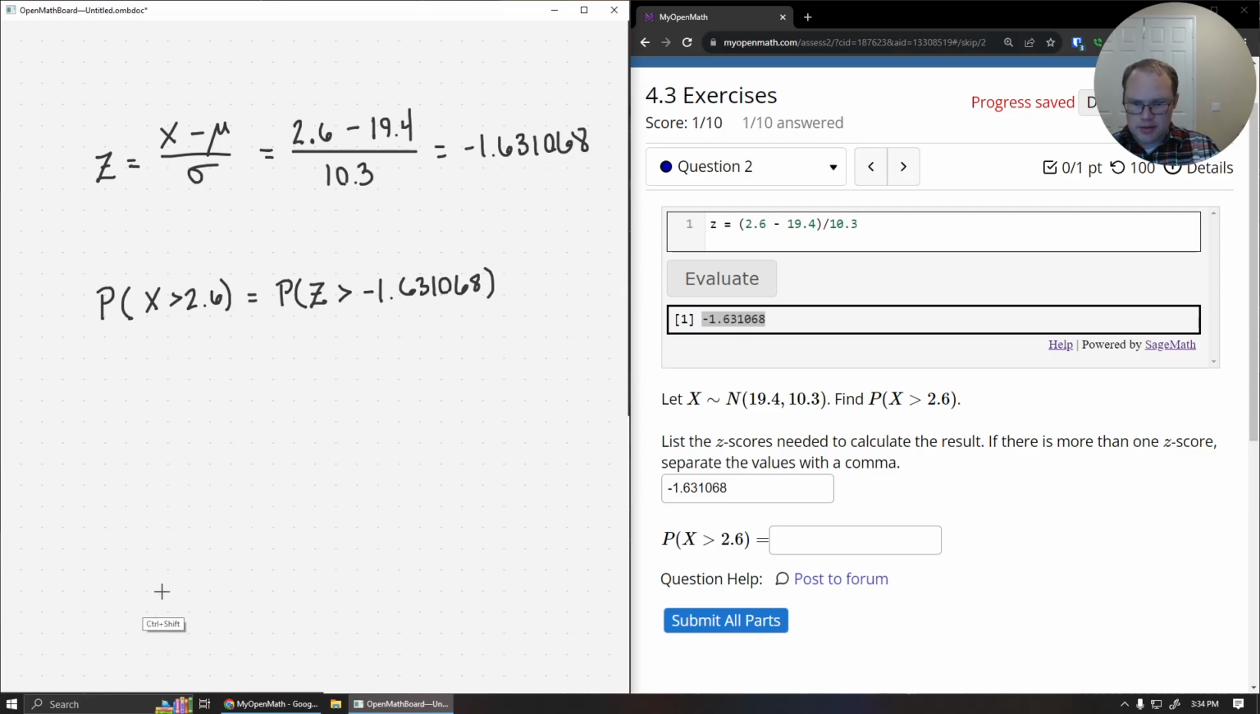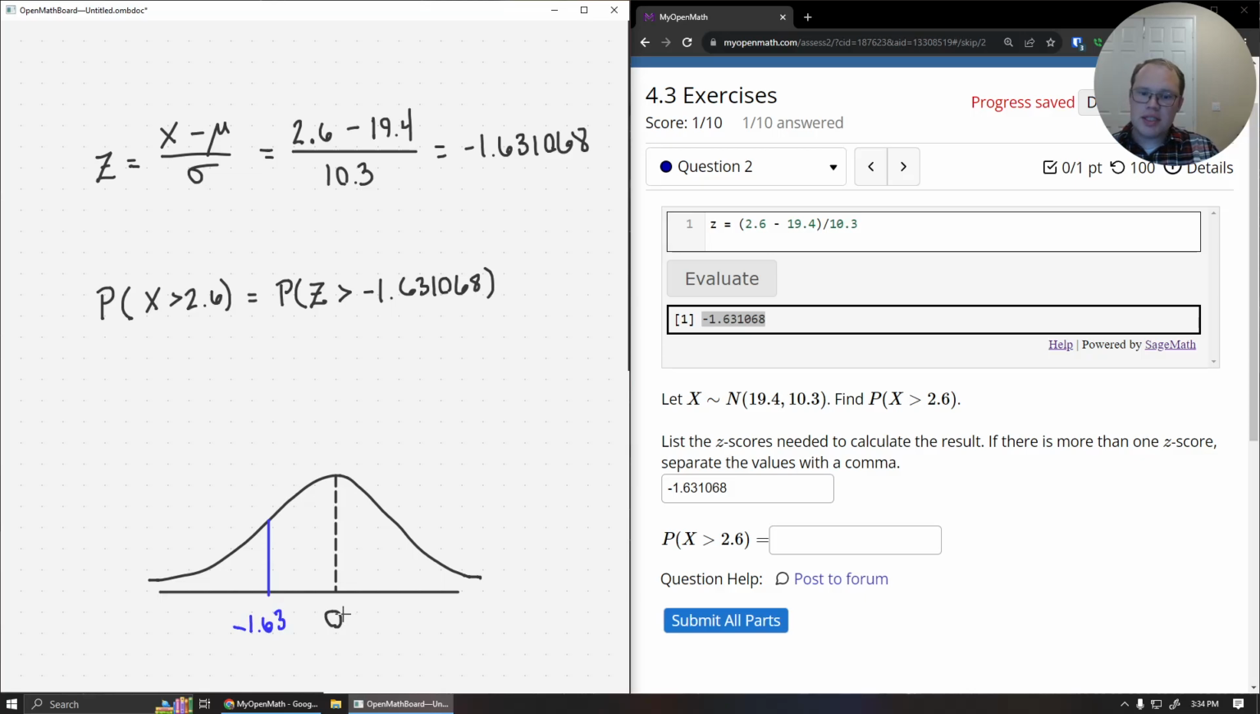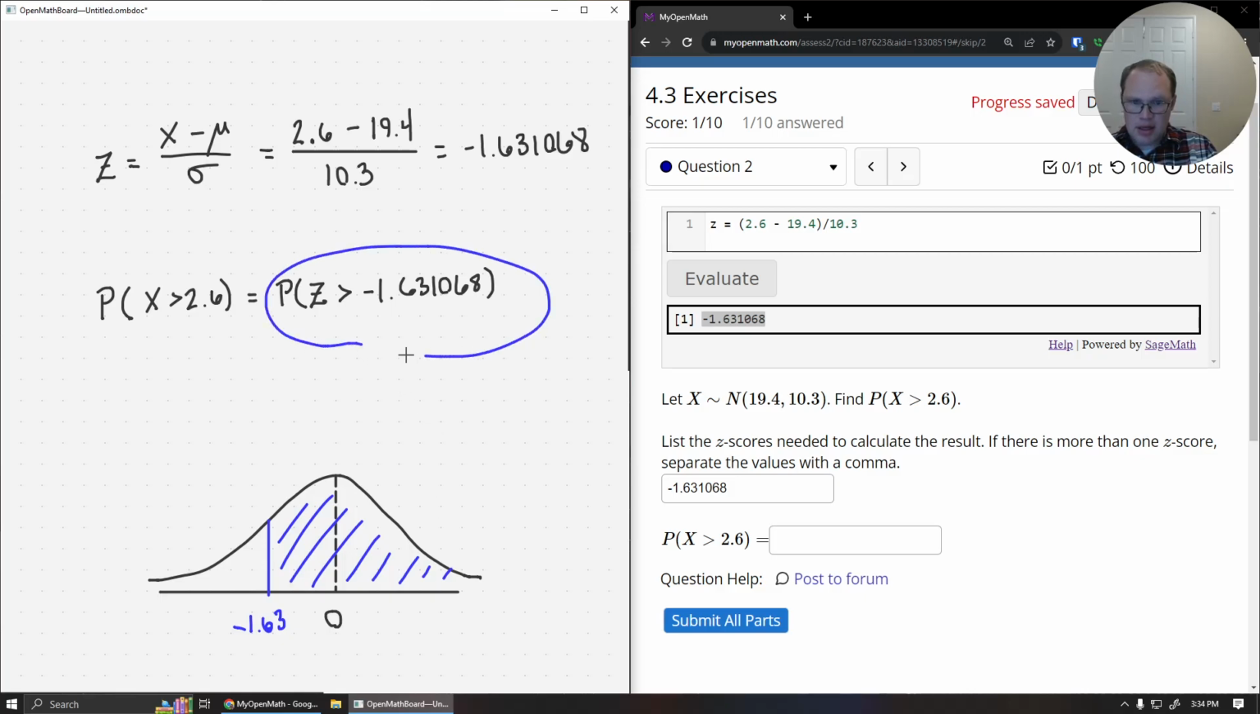What does that look like? My mean is at 0. Negative 1.63 is less than 0, so somewhere over here. And I'm interested in the z values larger than it. So this is a sketch of what this probability looks like in the standard normal distribution. I am calculating the probability in the upper tail, not the lower tail.